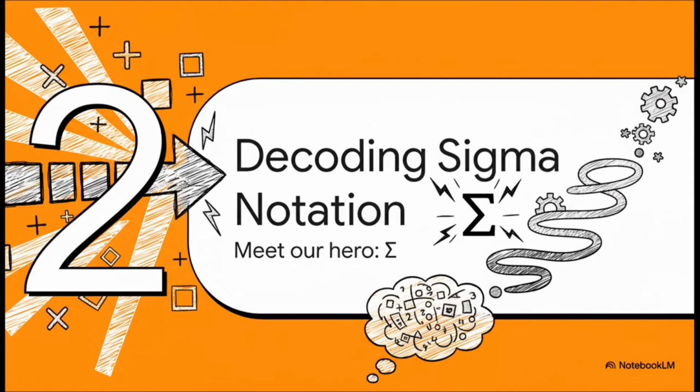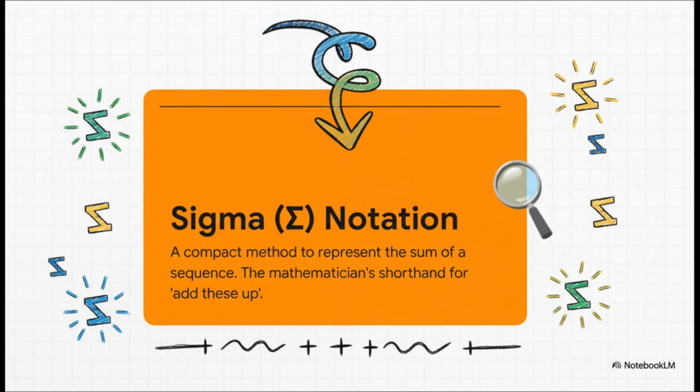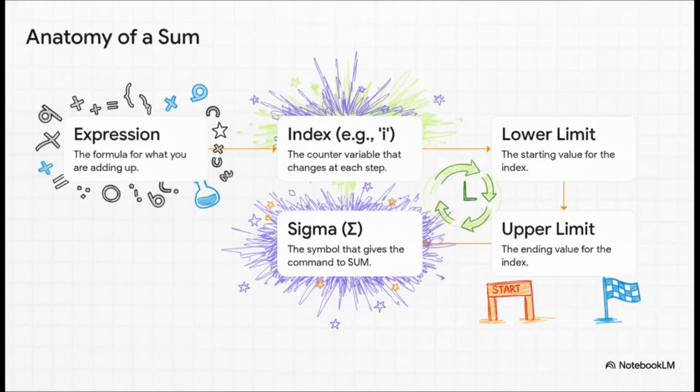And that brings us to the hero of our story, the capital Greek letter sigma. This is the elegant solution we've been waiting for. This is the tool built from the ground up to handle exactly this kind of repetitive addition, but with precision and, frankly, a lot more style. At its core, that's all sigma notation is. It's a command. When you see that big sigma symbol, it's basically shouting an order at you. Sum up everything that comes next. You can think of it as the ultimate zip file for addition, letting you compress a huge instruction into one neat little package.